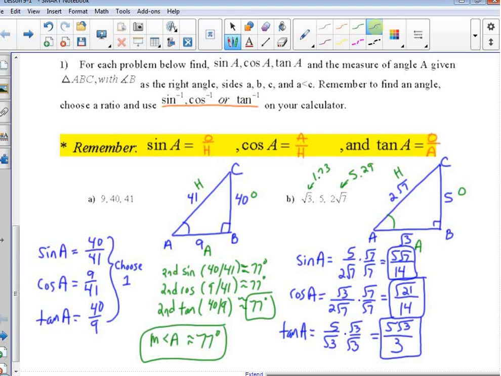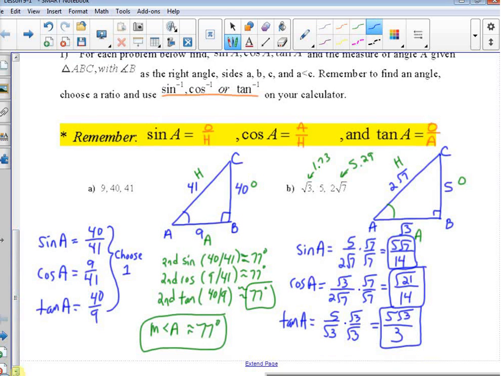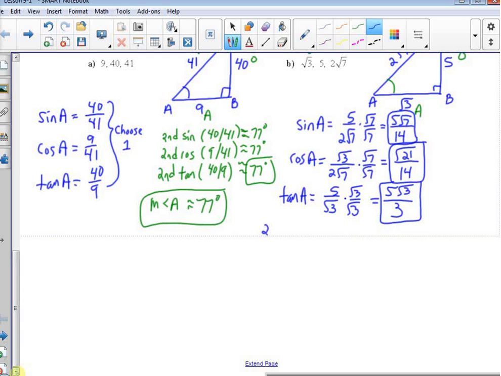radicals. Now, to find the angle, I'm going to use the tangent one. So I'm going to do second tan of 5 divided by radical 3. You don't have to do 5 radical 3 divided by 3. You can use the original. And when I did that, I got the measure of angle A is approximately 71 degrees.